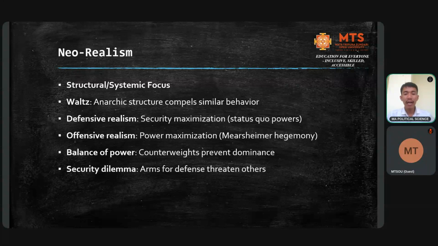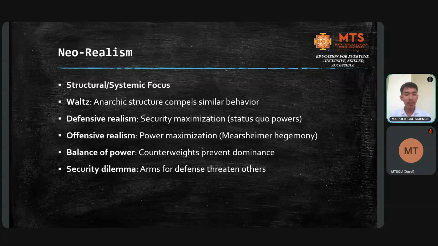Balance of power: counterweight prevents dominance. Okay, so we try to counter each other. One country tries to counter another. So that's how dominance is stopped. Because if one country becomes too powerful, it will dominate and control everything in the world. So there should be a balance.